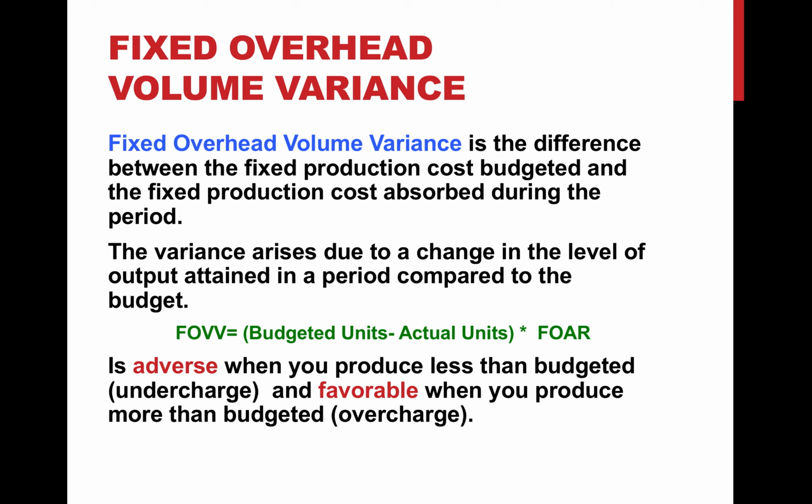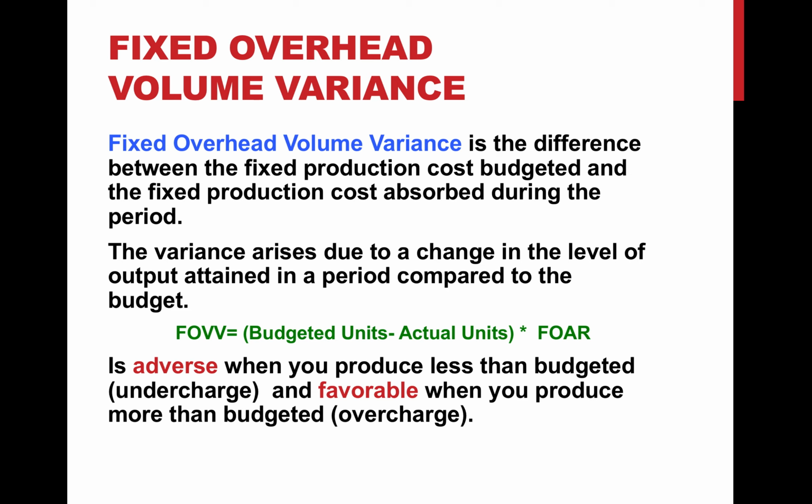The variance arises due to a change in the level of output attained in a period compared to the budget. Think about it. If you have different budgeted units versus actual units, you will have a difference using this rate. Either you over-assign or overcharge some expenses, or you undercharge those expenses, such as machinery depreciation. That is pretty much our example today.